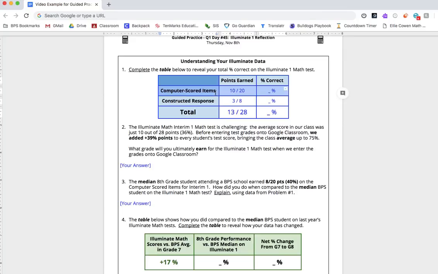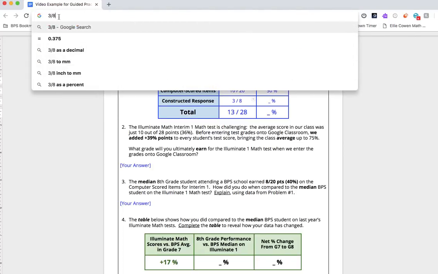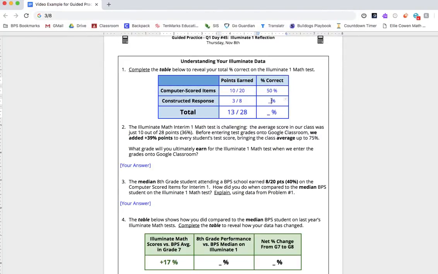Computer scored items are multiple choice ones, multiple select, and the short answer ones, things the computer can grade. That's the data we gave you right away yesterday for some students. 10 out of 20 we know as a percentage, that's a half, and a half is 50%, so quickly the student can complete that part. They scored 50% on the computer scored items. 3 out of 8, if we don't know what 3 out of 8 is as a percentage, we could use a calculator. Google's toolbar tells us 3 divided by 8 is 0.375, or that's 37.5%.